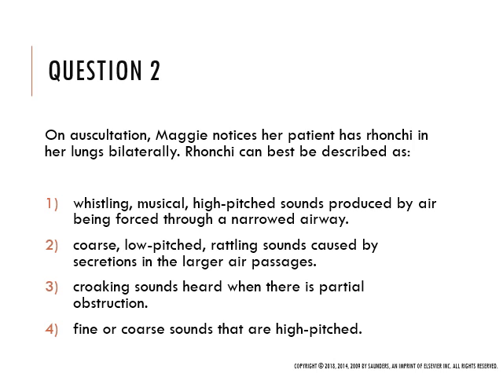Okay, question 2. On auscultation, Maggie notices her patient has rhonchi in her lungs bilaterally. Rhonchi can be best described as, number 1, whistling musical high-pitched sounds produced by air being forced through a narrow airway. Number 2, coarse, low-pitched, rattling sounds caused by secretions in the larger air passages. Number 3, croaking sounds heard when there is partial obstruction. Or number 4, fine or coarse sounds that are high-pitched.